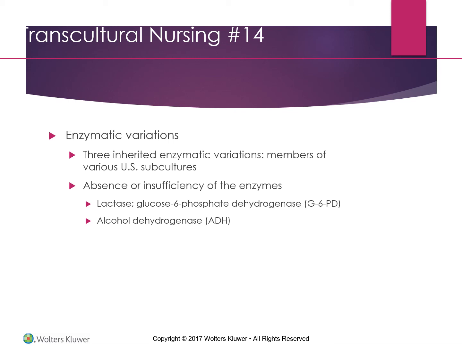A G6PD deficiency makes red blood cells vulnerable during stress, which increases metabolic demands. When this happens, red blood cells are destroyed at a much greater rate than in unaffected people. If the production of new red blood cells cannot match the rate of destruction, anemia develops.